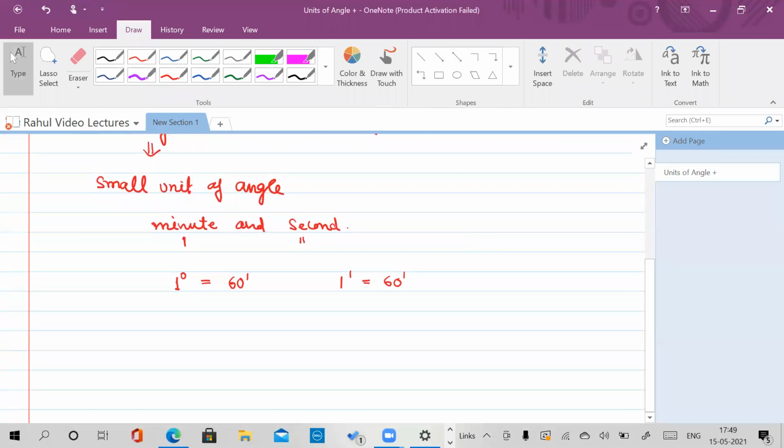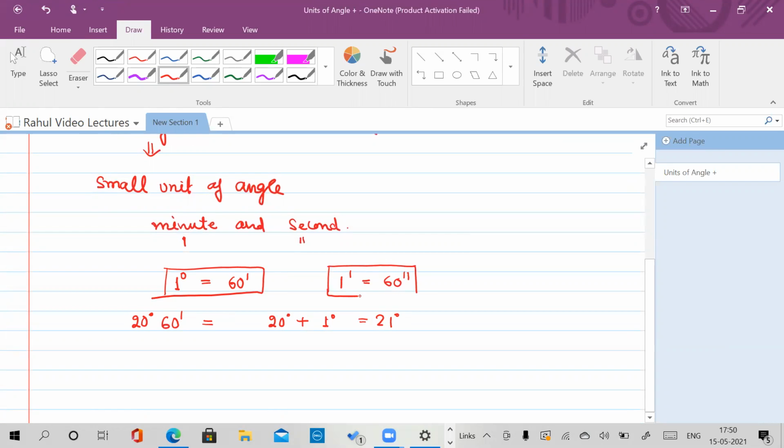If I talk about 20 degree 60 minutes, it will basically be 20 degree plus 1 degree, equal to 21 degree. Okay. So this is the conversion of degree into minute and minute into second. Okay. So we can convert it.